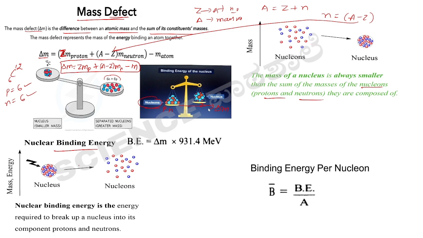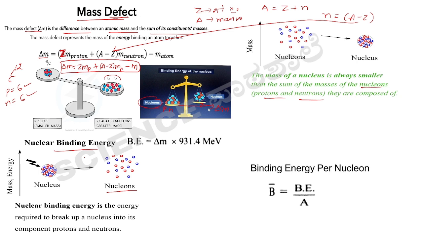That is binding energy. See here, this is a nucleus. We are going to apply some energy on this nucleus. This nucleus is going to split into protons and neutrons, which we call nucleons. That is called nuclear binding energy. Okay, clear?